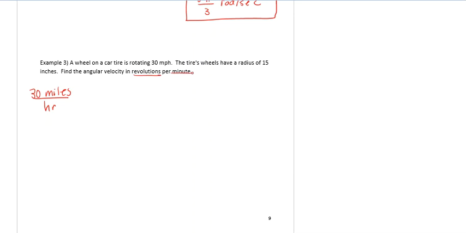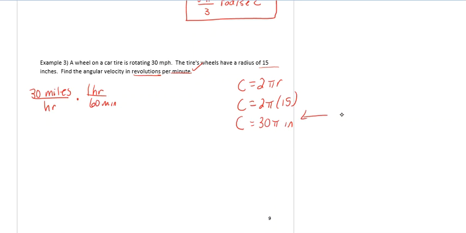Okay, so I want to get back to revolutions. First thing I'm going to do is do my time. 1 hour is 60 minutes. It's going to get me to minutes. Now the tire wheel having a radius of 15 inches, what I'm going to do is find the circumference. Circumference is 2 pi r. 2 pi times 15, which is 30 pi inches. That's telling me in 1 revolution, I'm going to travel 30 pi inches.